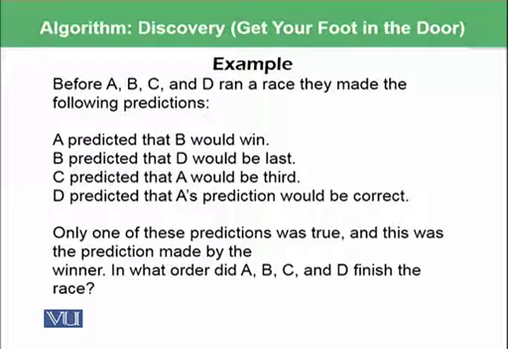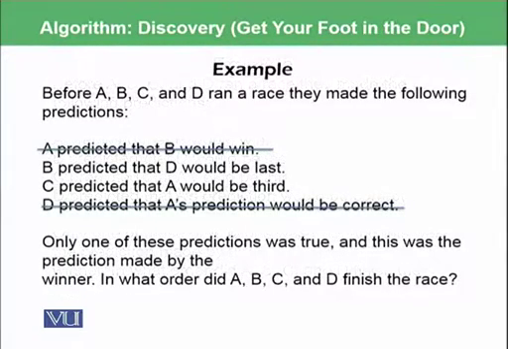If you look carefully at the first statement and the last statement, that A predicted that B would win and D predicted that A's prediction would be correct, the problem says that only one of the statements could be true. This means we can reject the first and the last statement because they mean the same thing. So we are left with 2 statements: B predicted that D would be last, and C predicted that A would be third.